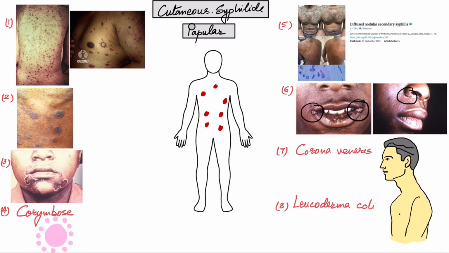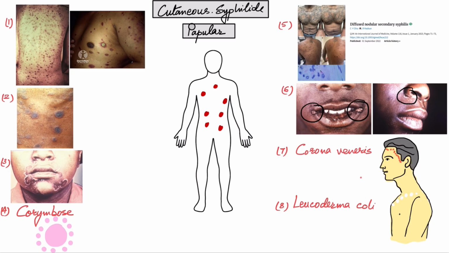diagram. The corona veneris: papules arranged linearly along the forehead hairline. This is the corona veneris. And next is leucoderma colli. It is also known as collar of Venus. These present as depigmented macules or papules along the neck.